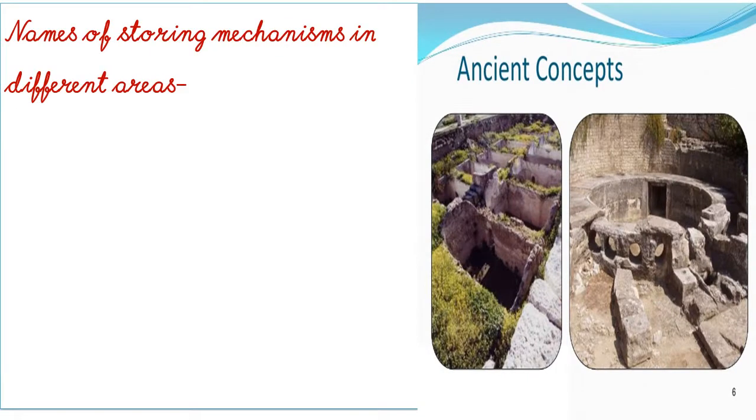Now let's see the names of the storing mechanisms in different areas. In India, rainwater harvesting is an ancient tradition. As early as 4500 BC, people of Thar Desert and Rajasthan have been harvesting rainwater. Many other states in India still use the traditional method of rainwater harvesting.